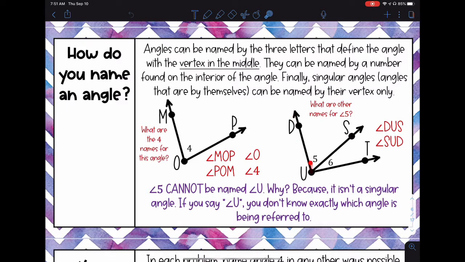This guy over here has a bunch of different names for all his angles. This one here that I'm tracing over in red is DUS, or you can name it SUD. So you can go forwards or backwards, just as long as this guy's in the middle. You can also call it angle 5 because angle 5 falls right here in the middle. And then you have this angle right here that I'm tracing over in red. You can name it SUT or TUS or just angle 6.